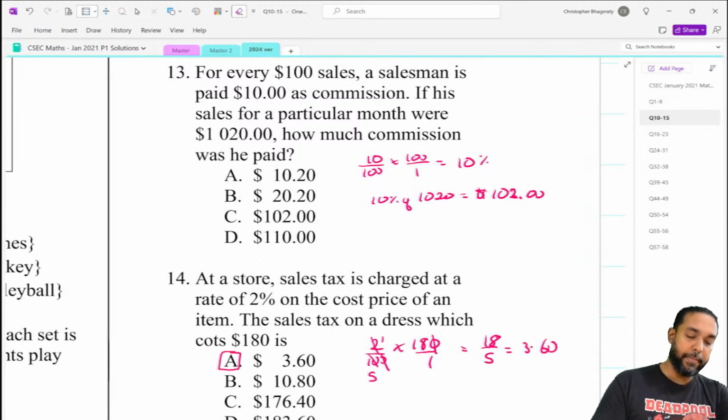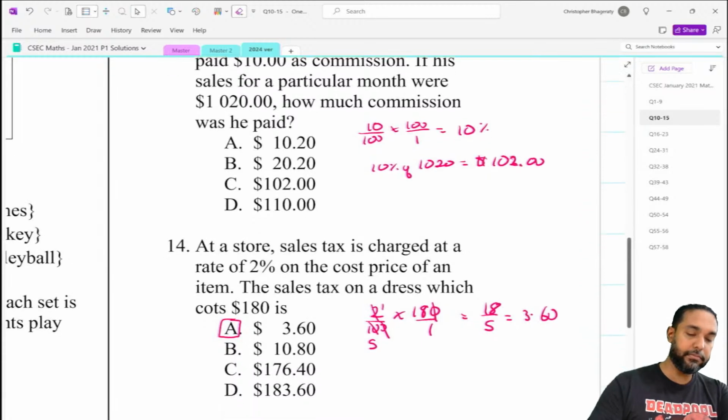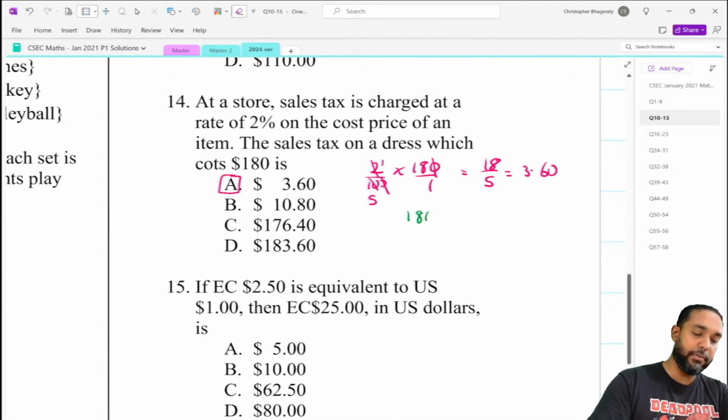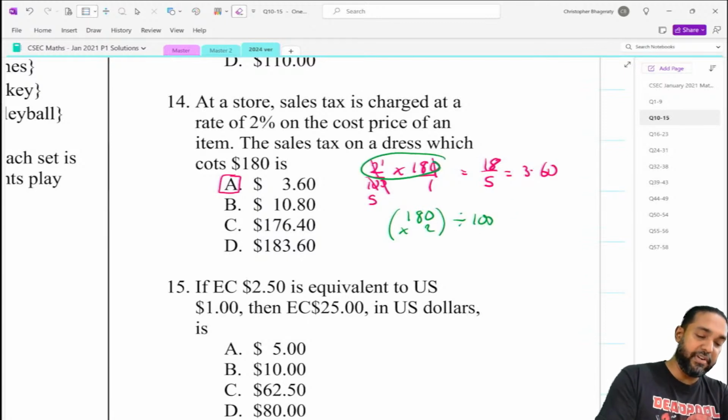Well, again, another option for that is you could say 180 by 2, right? And then after that, divide by 100. It's the same as saying 180 by 2 divided by 100. So 2 by 180 all over 100.